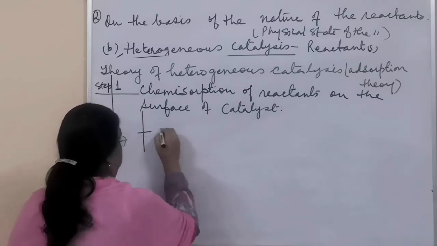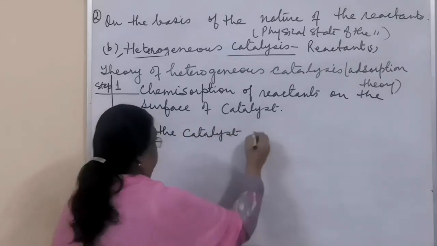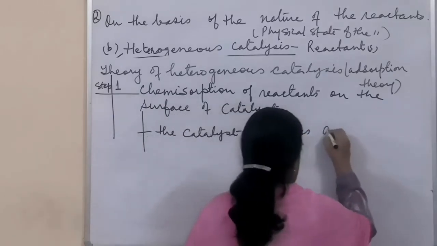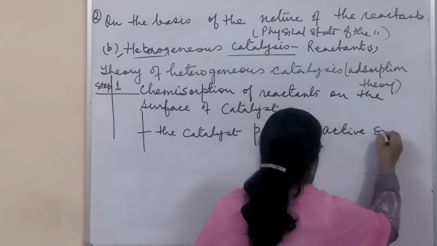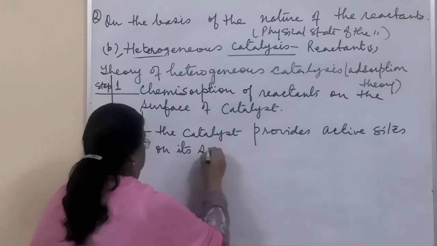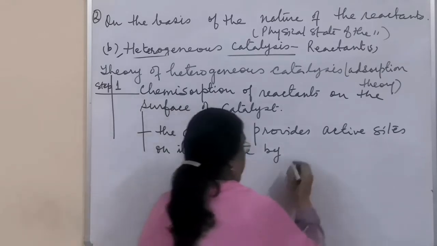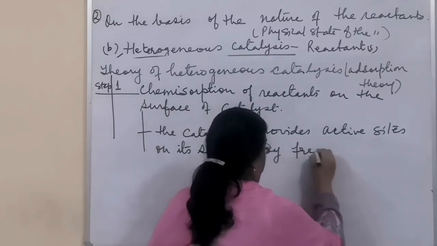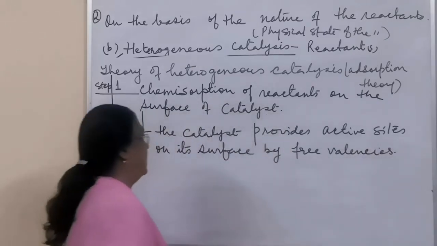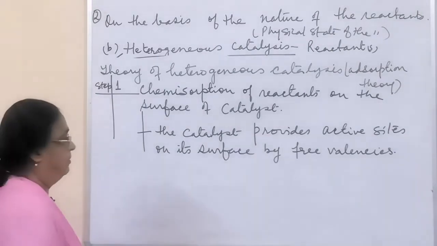The catalyst provides active sites on its surface by free valencies. Free valencies will be there on the surface metal. Solid iron is an example.